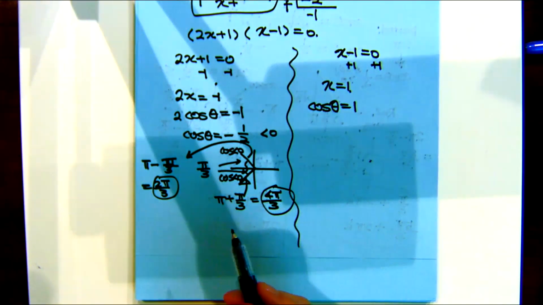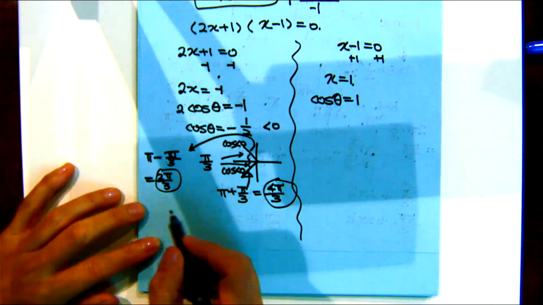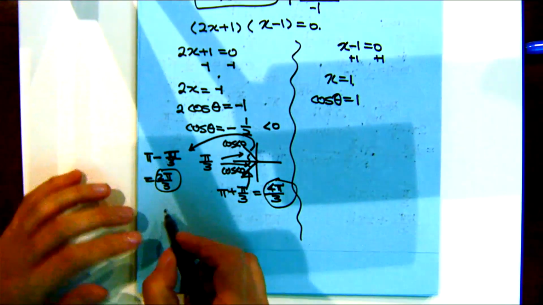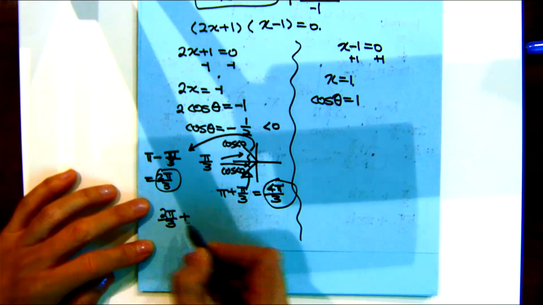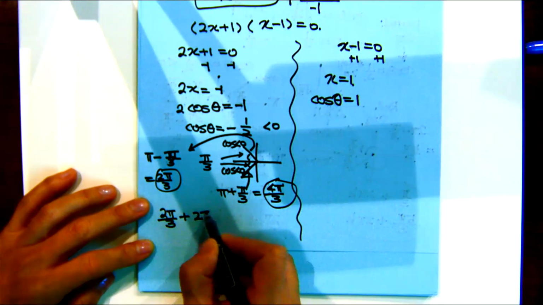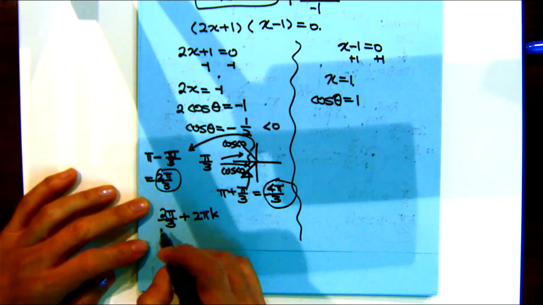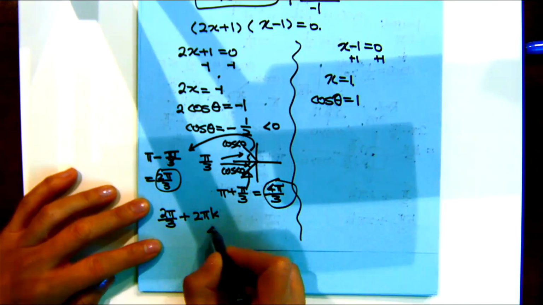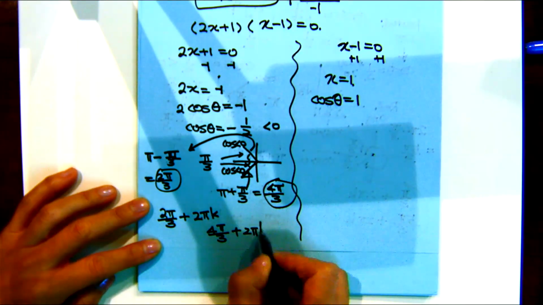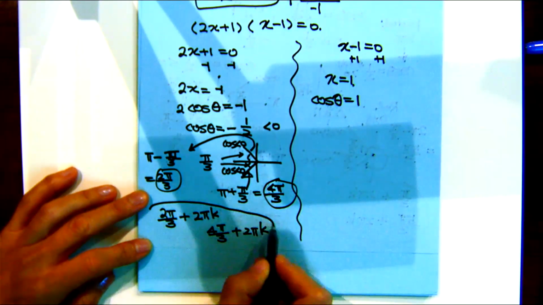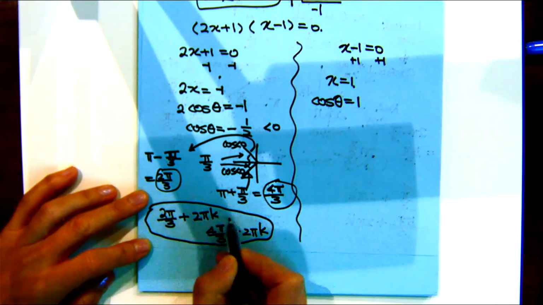So we have two sets of solutions from this equation. Those will be 2pi/3 plus the period of cosine, which is 2pi times k, k an integer. And the other solution is 4pi/3 plus 2pi times k. So these two solutions are here.